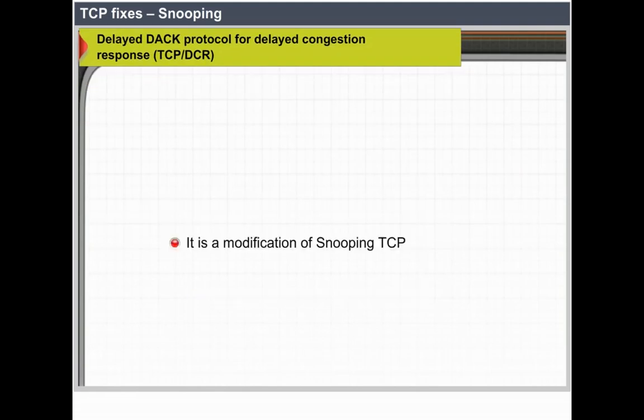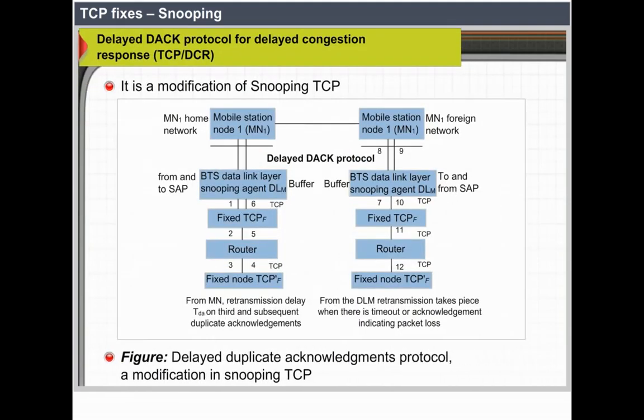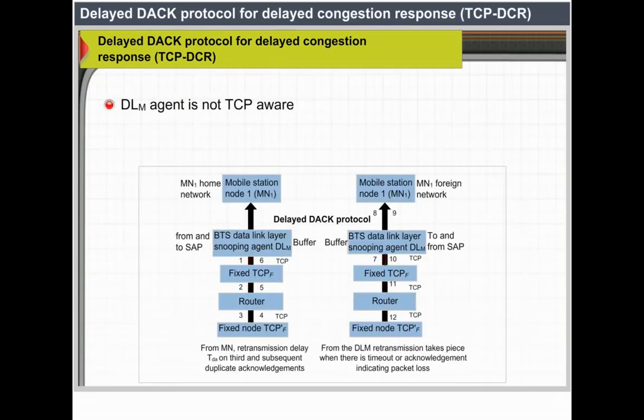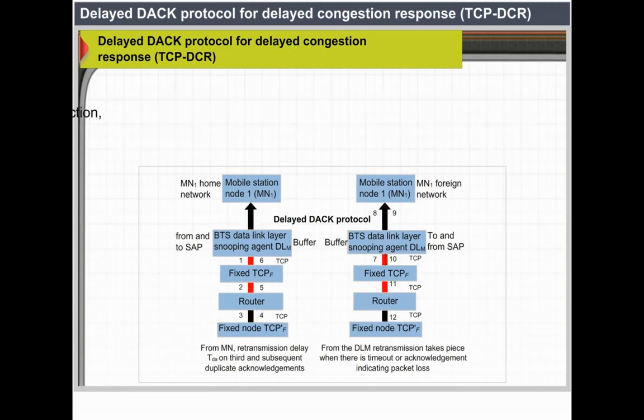Delayed DACK protocol for delayed congestion response, TCP/DCR. It is a modification of snooping TCP. Figure shows the delayed duplicate acknowledgements protocol, a modification in snooping TCP. The DLM agent is not TCP aware. The difference between TCP aware and unaware retransmission takes place in TCP aware DLM whenever there is timeout or DACK. Both of these indicate loss of packets.